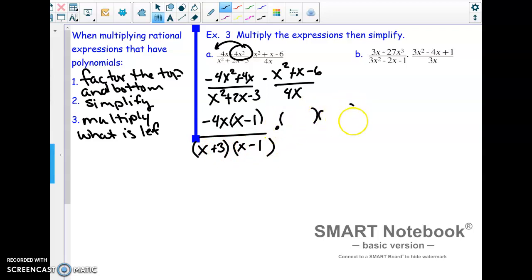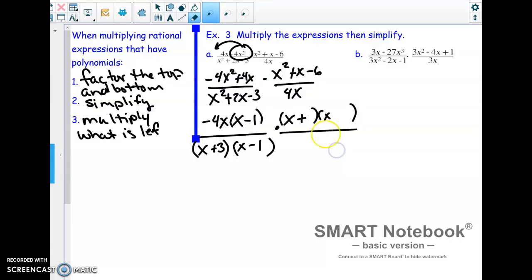And then again, I need to factor that numerator. So x, and then, oops, sorry guys, we need positive 3 and negative 2. Hold on one second, my computer's lagging. Okay. All right, and then there's nothing we can do with that denominator, so we just keep it.